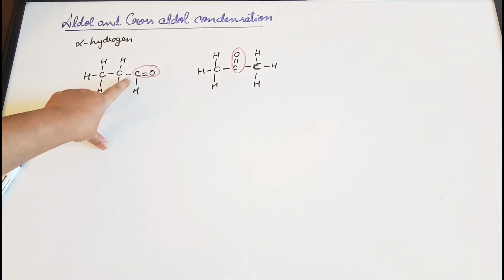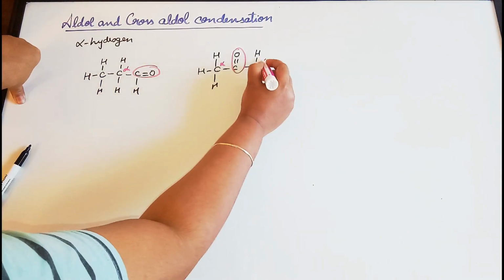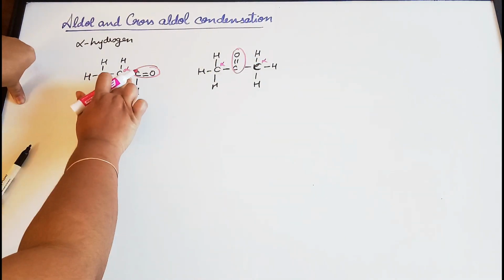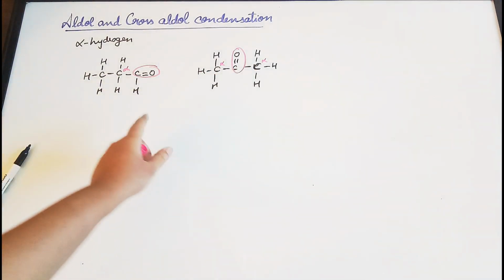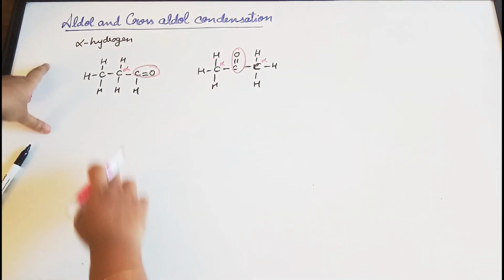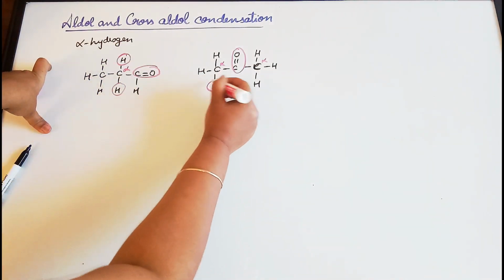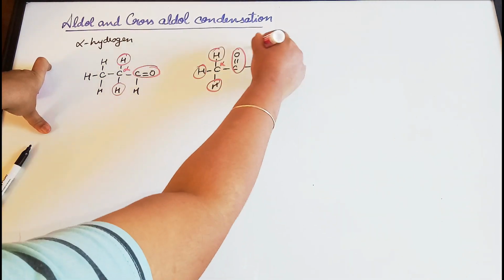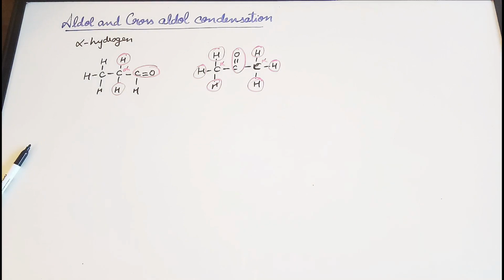The carbon which is attached to the carbonyl carbon is referred to as an alpha carbon. So this one is directly attached to this carbon, and this carbon is attached to the central carbon. So all these 3 carbon atoms are alpha carbons. The hydrogen atoms which are attached to the alpha carbon atoms are alpha hydrogen atoms. So the ones which I've circled are all alpha hydrogens.